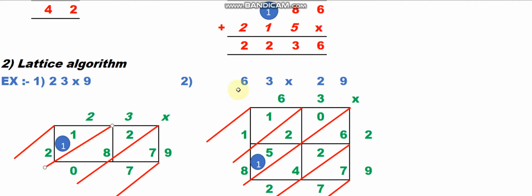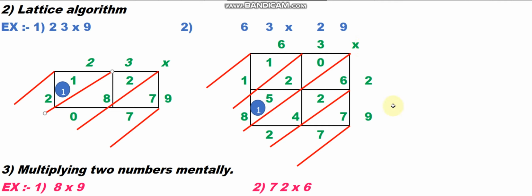Here 63 into 29. Here 63 has two digits, so two boxes you take for the length. 29 also has two digits, so two boxes for the width, like this you take. 63 into 29. By 2 you multiply 6 and 3, and by 9 also you multiply 6 and 3. Join the corner points. See, like this you join the corner points.